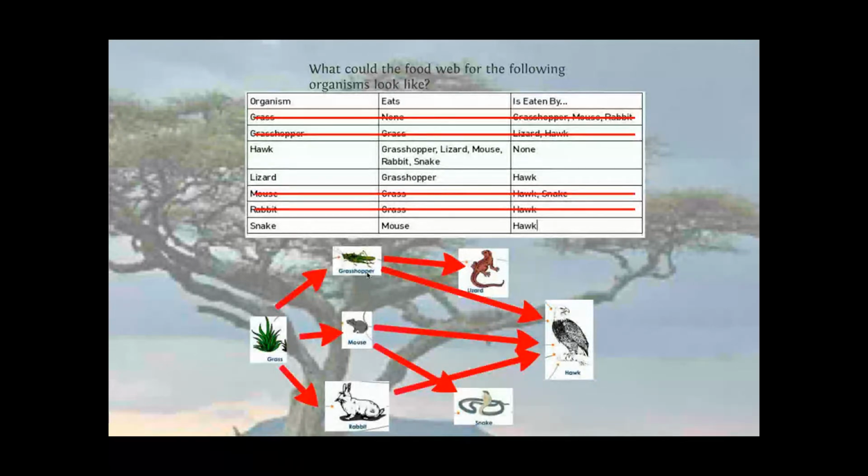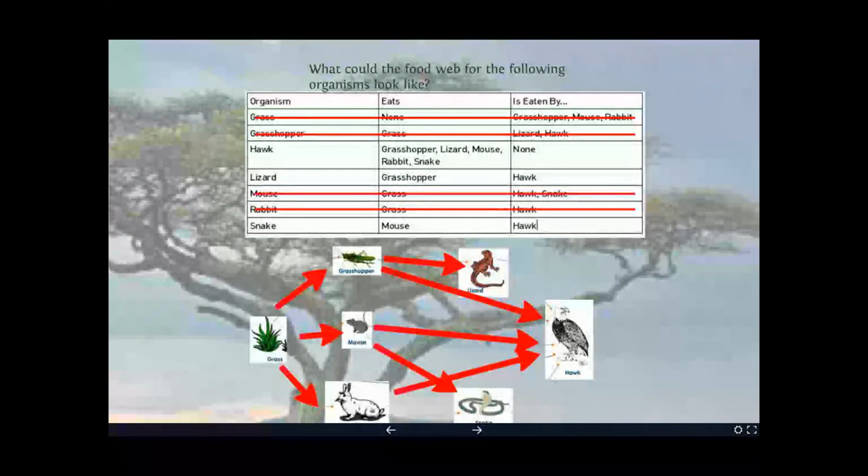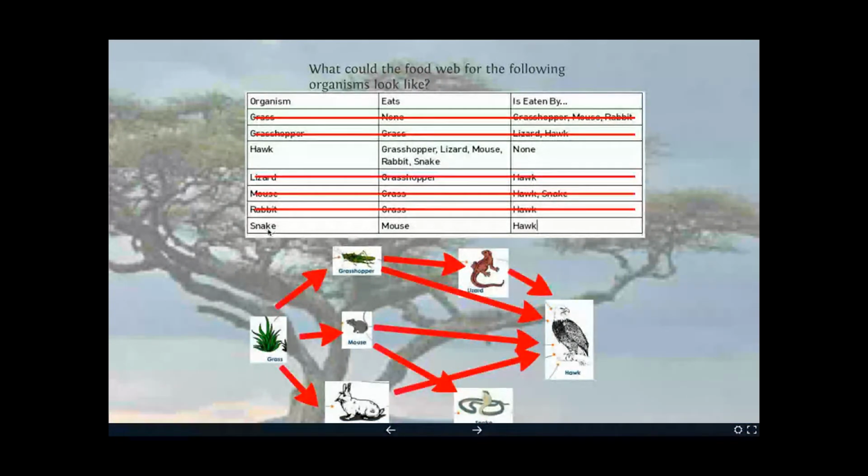Let's see here. So I've done my grasshopper, I've done my mouse, I've done my rabbit. Let me move over here. I haven't checked the lizard off. He's not crossed off yet. So who eats the lizard? Oh, the hawk eats the lizard, so same thing. I can just draw an arrow going to the hawk. That takes care of my lizard. Moving down, I'm going to check my snake off. I haven't checked him, so he is also eaten by the hawk. I'm going to draw an arrow to the hawk.